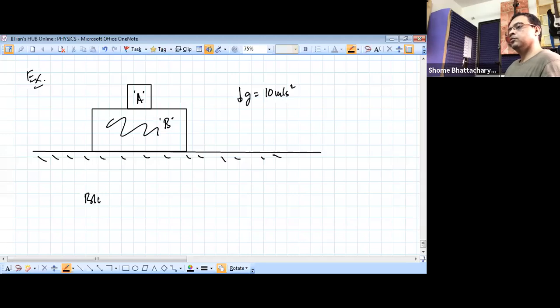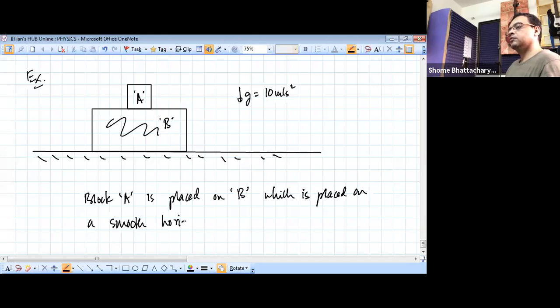So block A is placed on B, which in turn is placed on a smooth horizontal surface. Now, given that mass of A is 2 kilograms and mass of B is 8 kilograms.